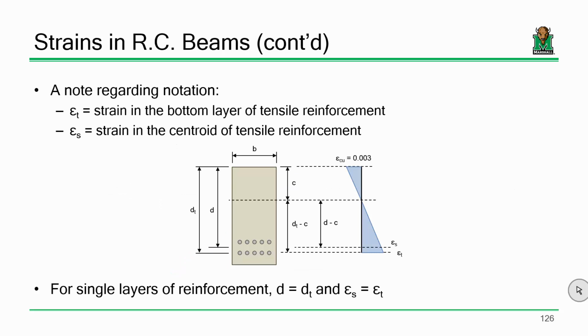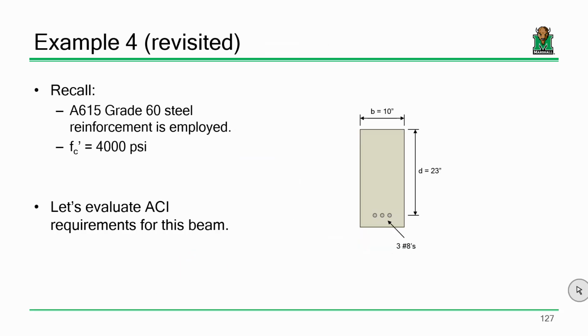Okay. And this was just a note regarding multiple layers of steel. Not really a big deal right now. Everybody good? Now what I want to do is go back to this problem, and take some of those limits one by one and assess them accordingly. We're going to go back to example 4, that same beam we were looking at earlier, and evaluate some of the ACI requirements.